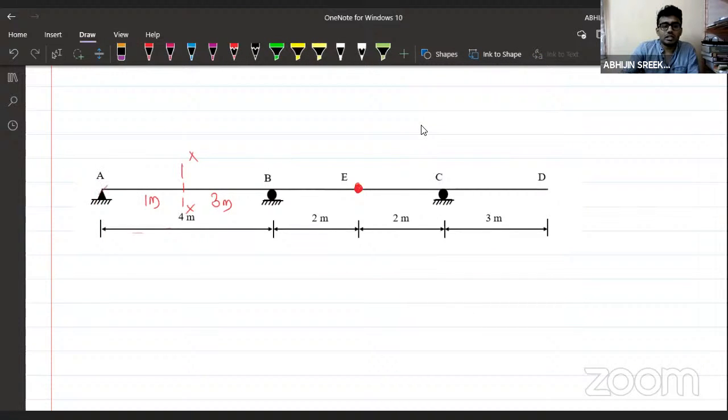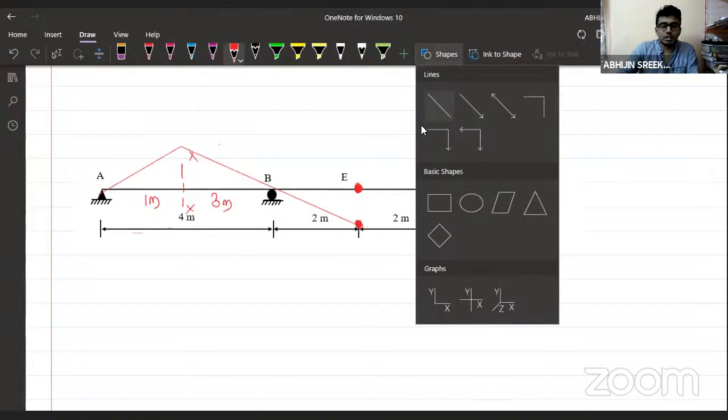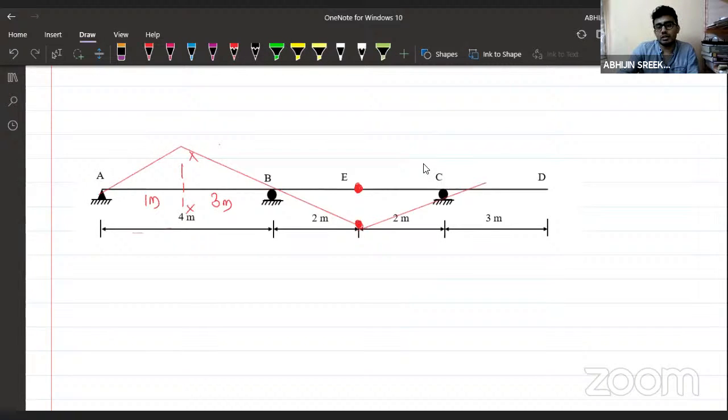ILD for bending moment will be somewhat like this. This is AB by L. And of course, this portion will be rotating about this roller. This will be the hinge. And the remaining portion will be somewhat like this. You can find the ordinate at each point. What is the ordinate here?